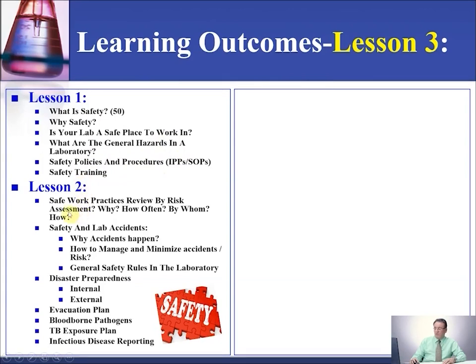In lesson 2, we covered safe work practices review by risk assessment, and we talked about the why, the how often, by whom, and how. Also, we covered the safety and lab accidents, and under that topic, we covered why accidents happen, how to manage and minimize accidents or risk, and general safety rules in the laboratory. And then we talked about also disaster preparedness, the internal and the external. Also, we covered the evacuation plan, bloodborne pathogens, TB exposure plan, and infectious disease reporting.